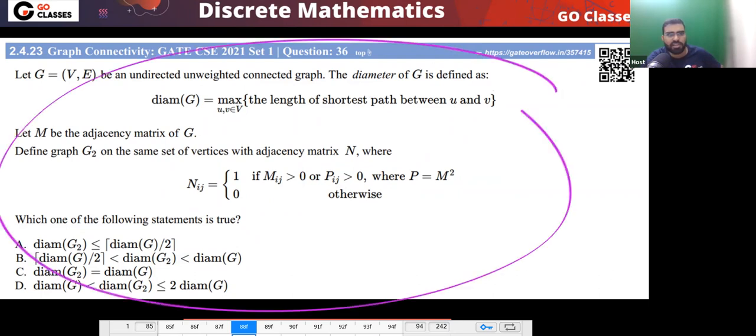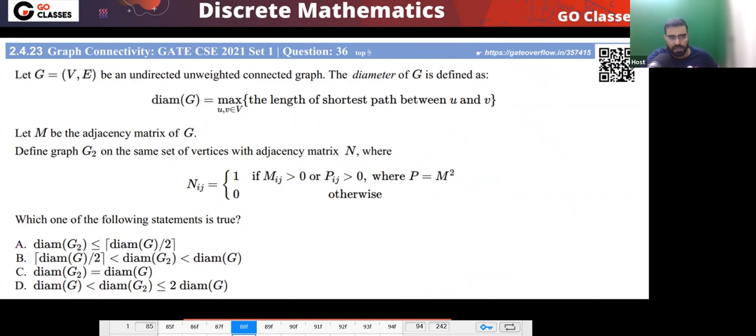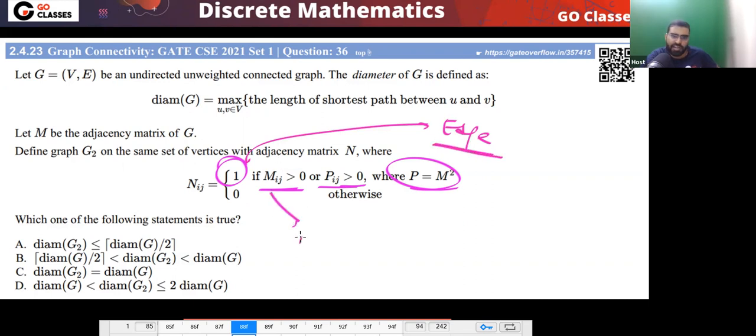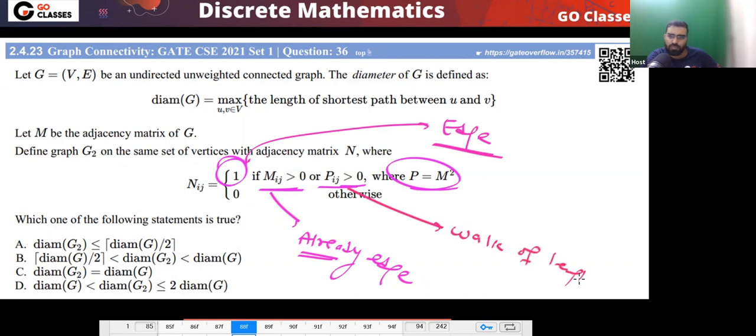Read this question now, after the complete analysis. Now you will feel that this question is very simple. Once we have done the complete analysis, you will see that this question is actually very simple, because you are basically putting an edge. Either you already have an edge or there is a walk of length 2. Is this clear? You are putting an edge if you already have an edge or you have a walk of length 2. So that's it. This is the question. That is the reason the answer will be option A. So this will be the true statement.